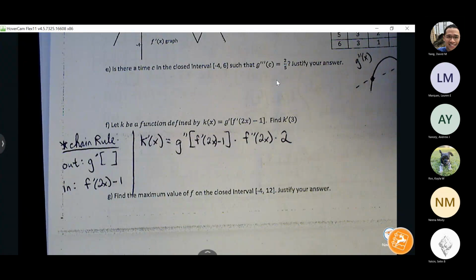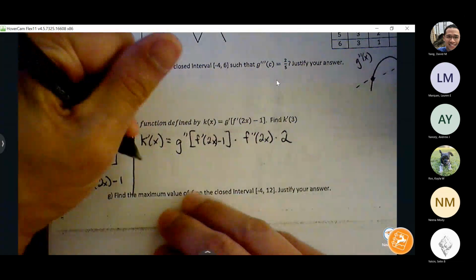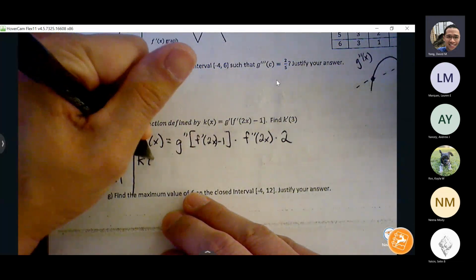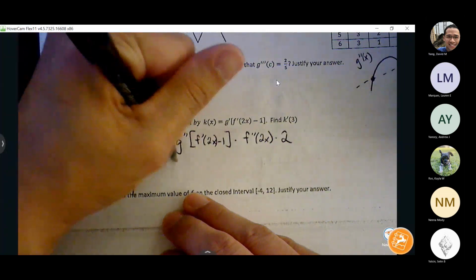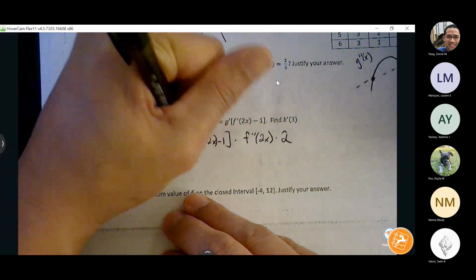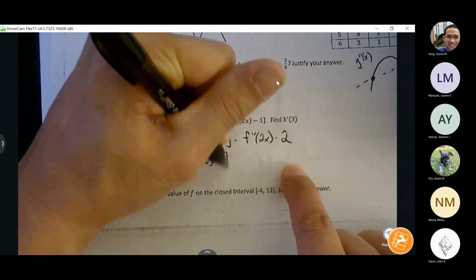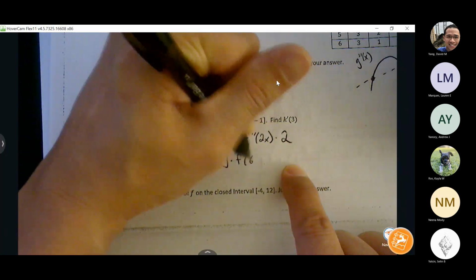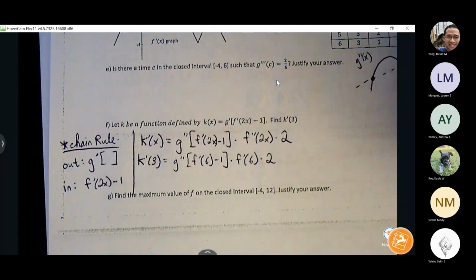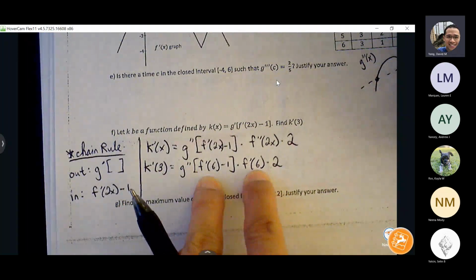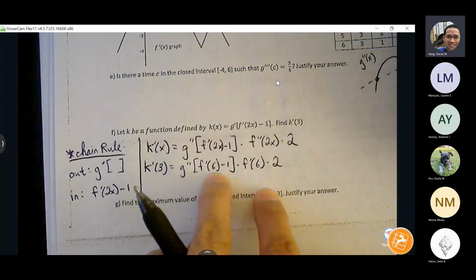Any questions there? Okay, so from here, replace every x with 3. And then it's just a matter of trying to get it down to a number. Two times 3 is 6. We can start with this F prime of 6, because we need to know what this number is before we can decide what G double prime is, right?